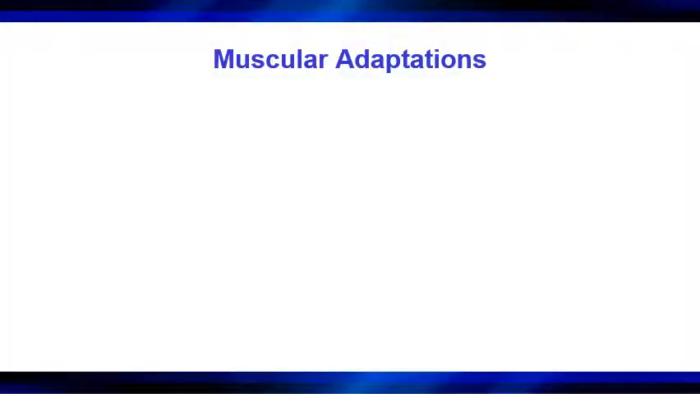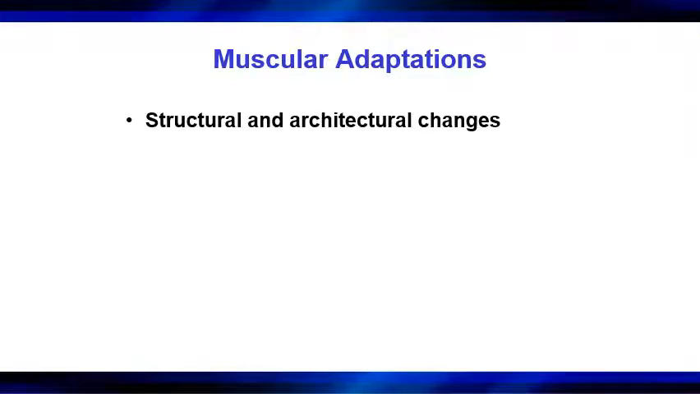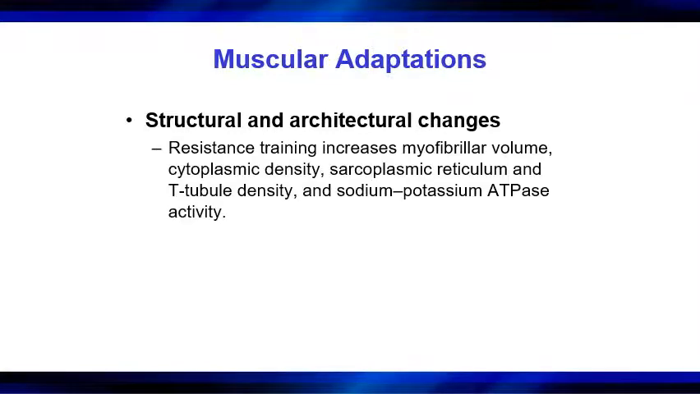So looking at some muscular adaptations to anaerobic exercise, and again, a lot of it's going to depend upon the type of anaerobic exercise that you're doing, because there's obviously different modes of exercise that would get classified as anaerobic. So we're going to look at the structural and architectural changes. Resistance training increases myofibrillar volume, cytoplasmic density, sarcoplasmic reticulum, T-tubular density, and sodium potassium ATPase activity.